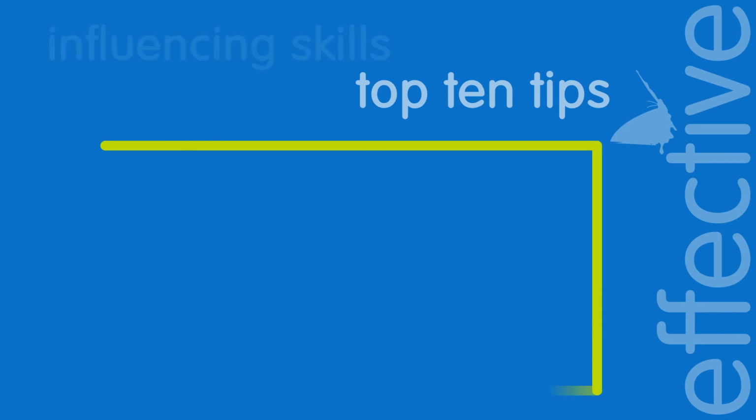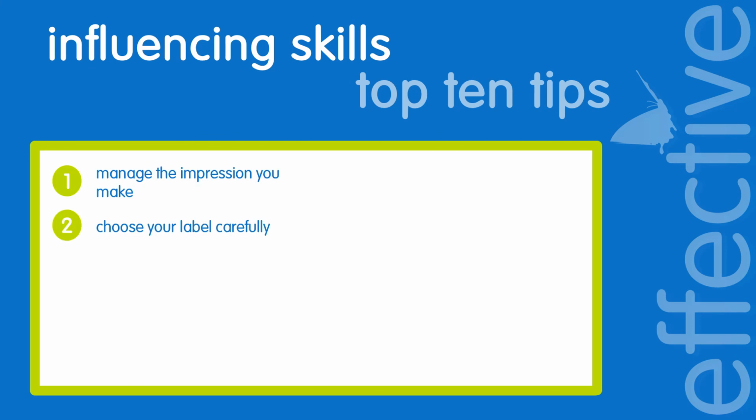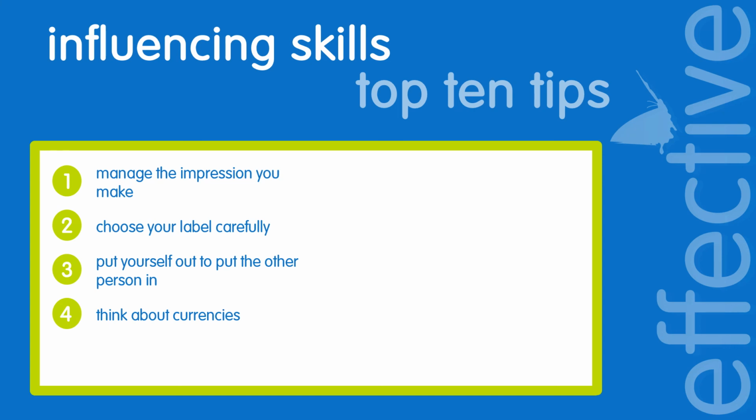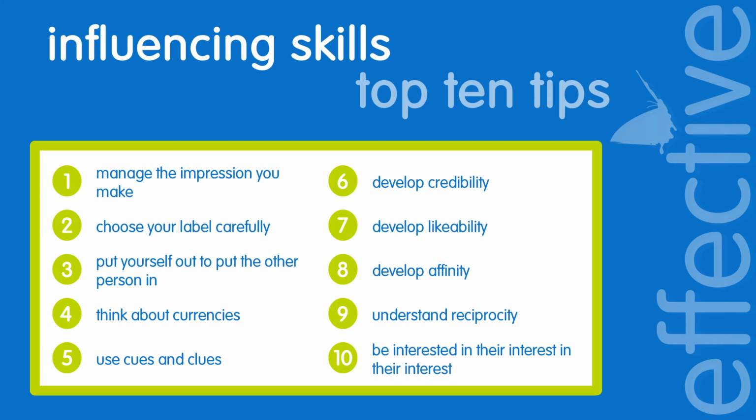Quick run through. Create a positive impression through LSA. Choose your label and their label carefully. Put yourself out to put the other person in. Identify, then match their currencies. Use cues and clues that they present and play them back. Develop credibility. Develop likability. Develop affinity. Understand reciprocity. And be interested in their interest in their interest.